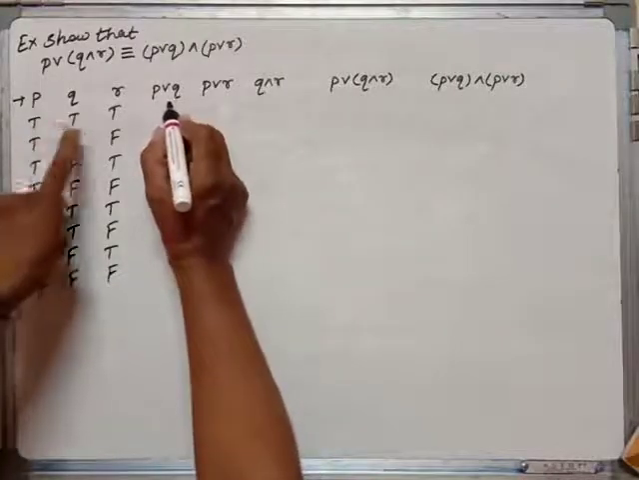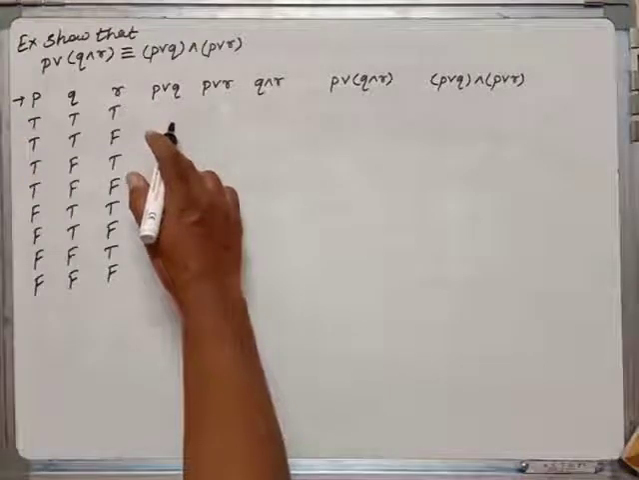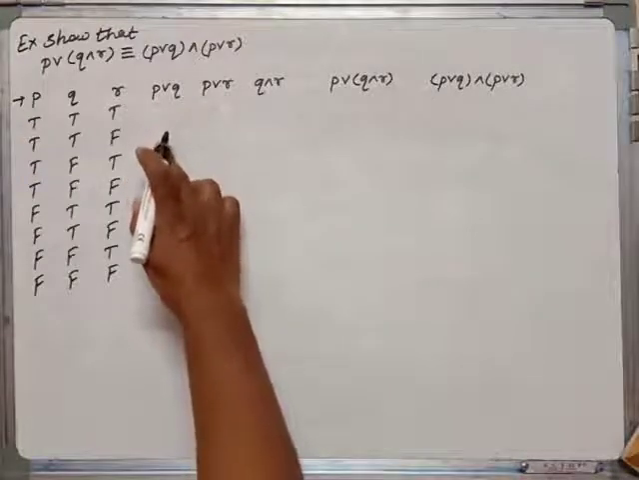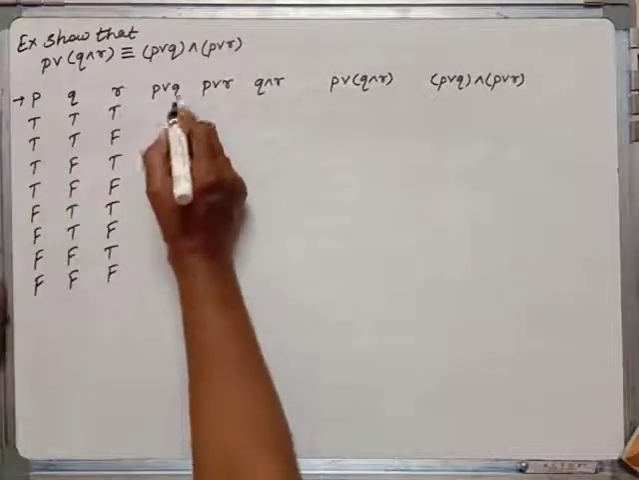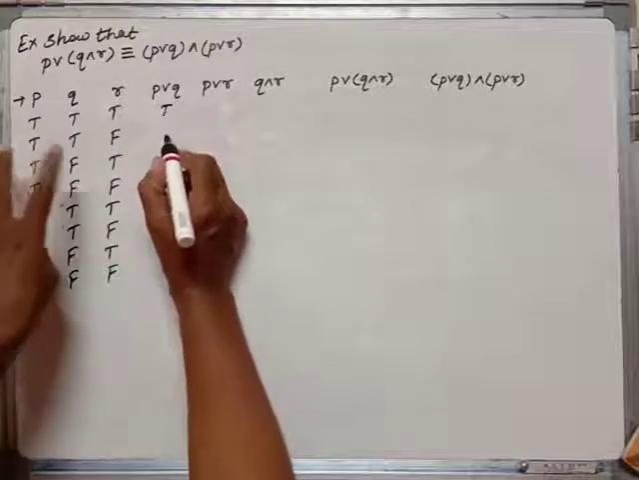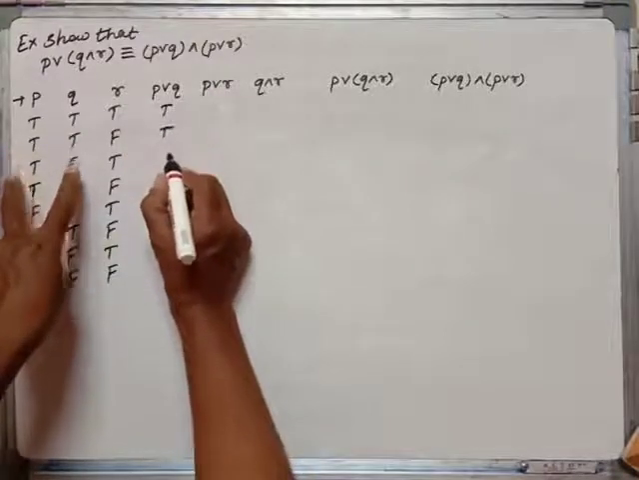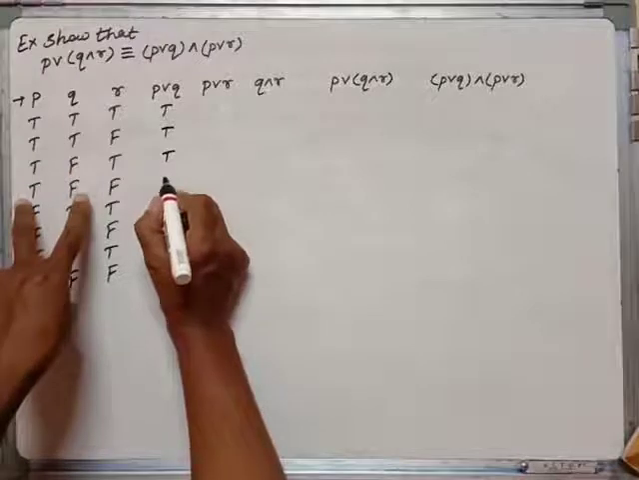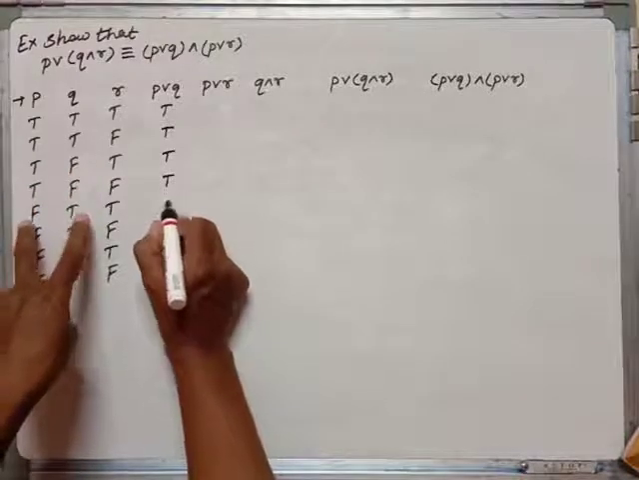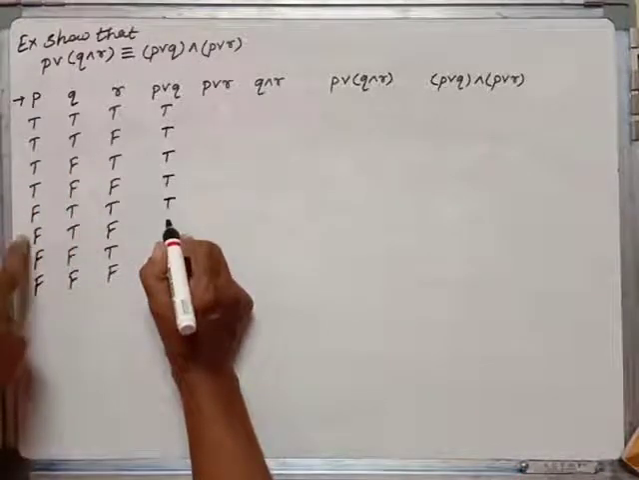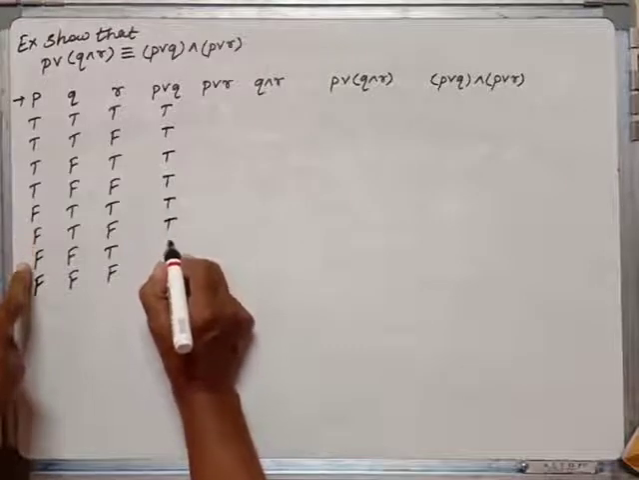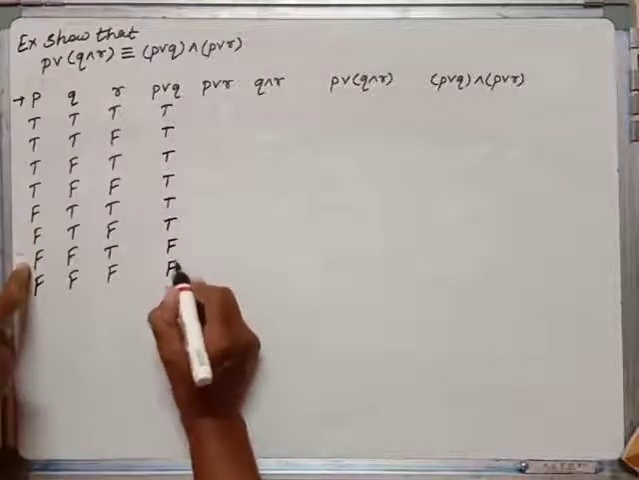Now P or Q. If any one of them is true, then it is true. So true, true, true or true, true. P, Q we have to look. True or true, true. Again this is true. This is also true. Here also true. Here look at here, true. Here false, and here also false.